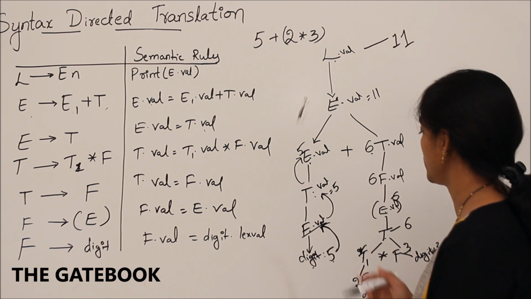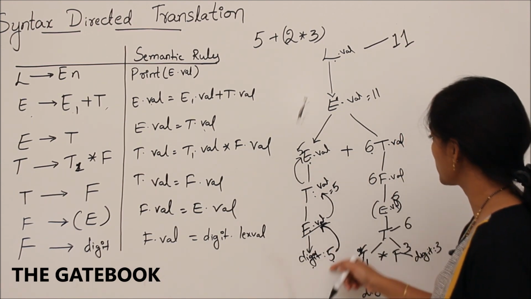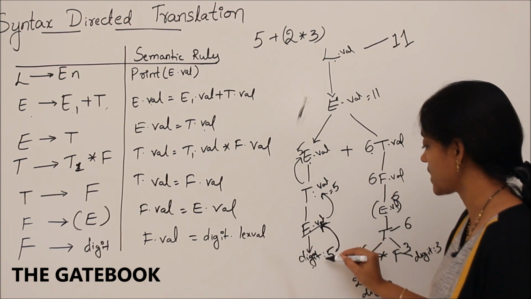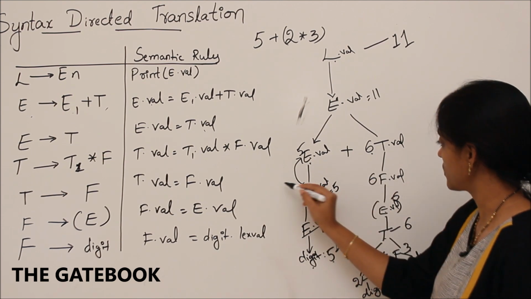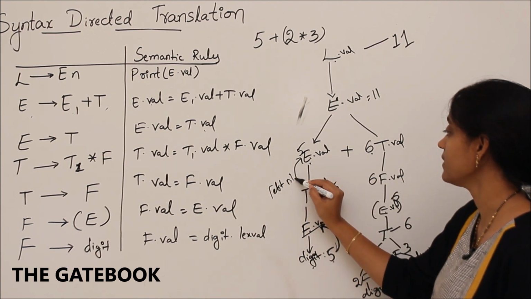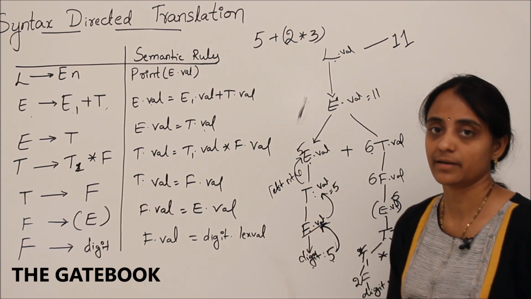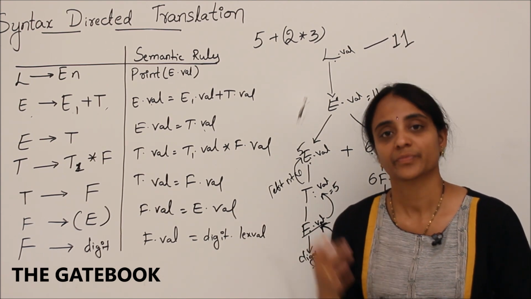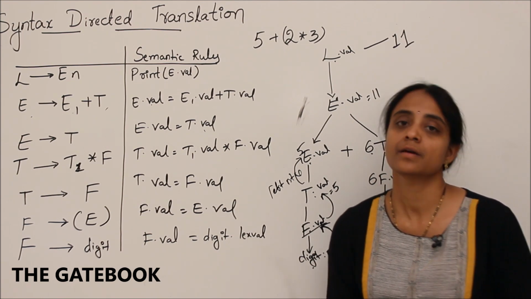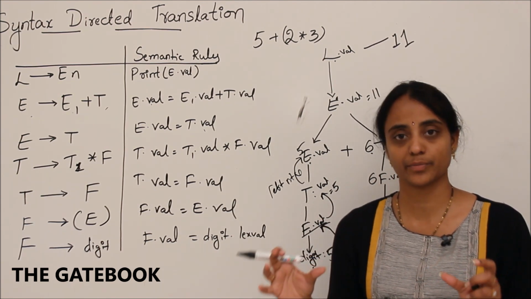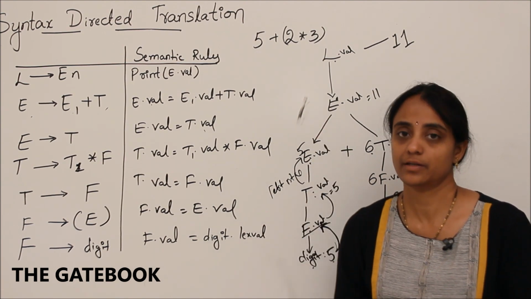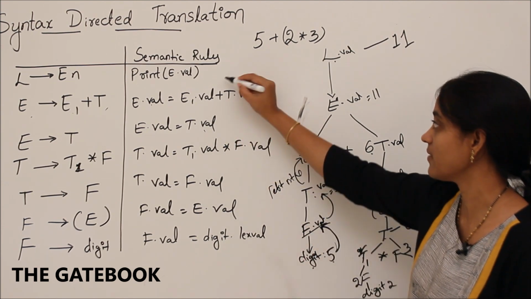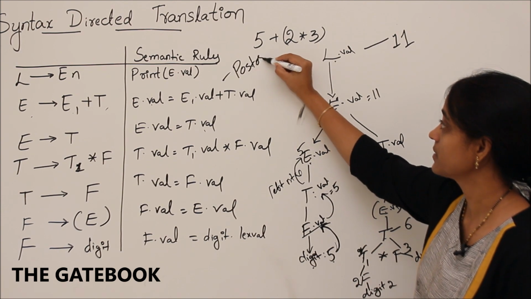That is how we evaluate. If we carefully observe what we have done in this parse tree, we have done a post order traversal, right? We started with this and computed left first, then right, and then the node. That is nothing but post order traversal. So if a grammar uses only synthesized attributes, then the order of evaluation should be post order traversal, because we need to compute the children values before the root value. So any grammar that uses only synthesized attributes can be evaluated with post order traversal.